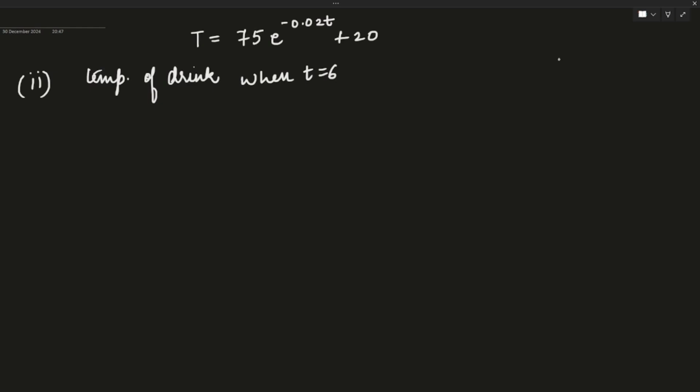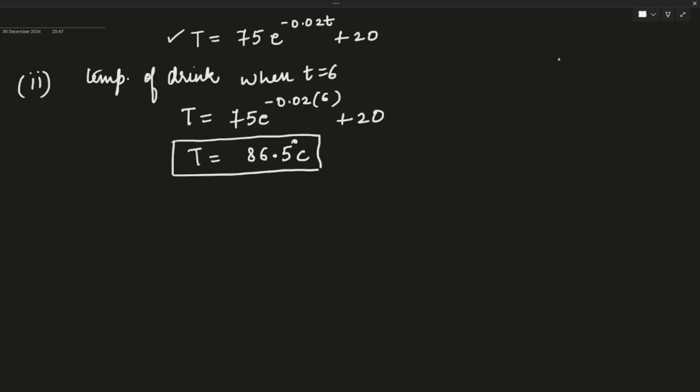Now what you will do is put the value of t equal to 6 in this equation so that we can find out the temperature of the drink. So T is equal to 75 e to the power of minus 0.02 into 6 plus 20. Your temperature will approximately be equal to 86.5 degrees Celsius. Okay, so it is very easy. You can find the temperature of the drink by putting in the values.